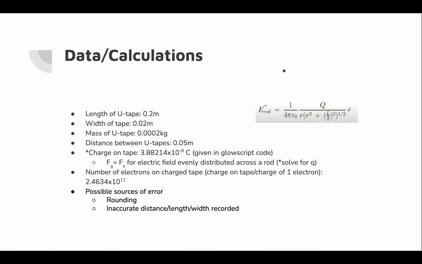And the number of electrons on the charged tape was 2.4634 times 10 to the 11th, also found in GlowScript. Some possible sources of error can include rounding and inaccurate distance, length, and width recorded.